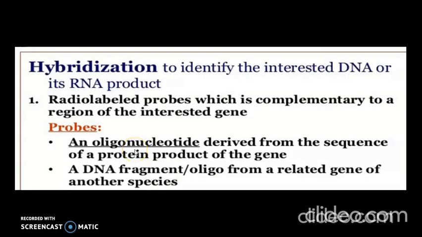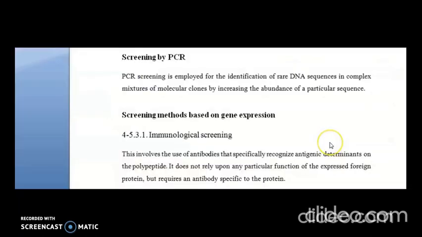The probes that can be used include an oligonucleotide derived from the sequence of a protein product of the gene, or a DNA fragment or oligo from the related gene of another species. And the next method is screening by PCR. PCR screening is employed for the identification of rare DNA sequences in complex mixtures of molecular clones by increasing the abundance of a particular sequence.